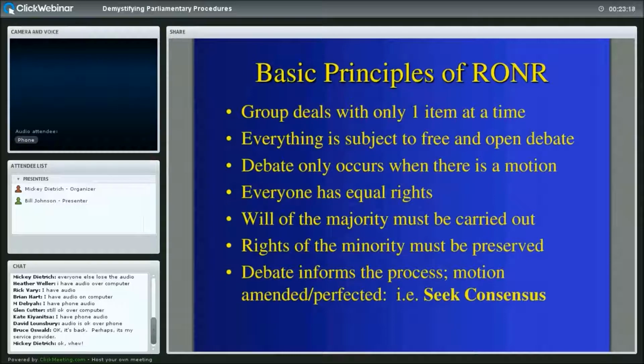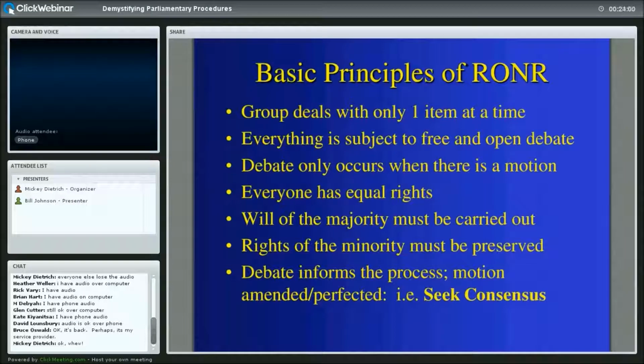Because it's a democratic process, you're always going to make decisions based on the will of the majority. But hopefully, the way the process works is there are ways to amend and perfect so that you reach as close to a consensus as possible before you actually take the vote. So a good Robert's Rules process is one where the debate informs and revises the motion, and you end up with a better motion than you started out with that's agreeable to more people before you're voting to pass it. Okay, and then as I said earlier, the rights of the minority are always there throughout the whole process.